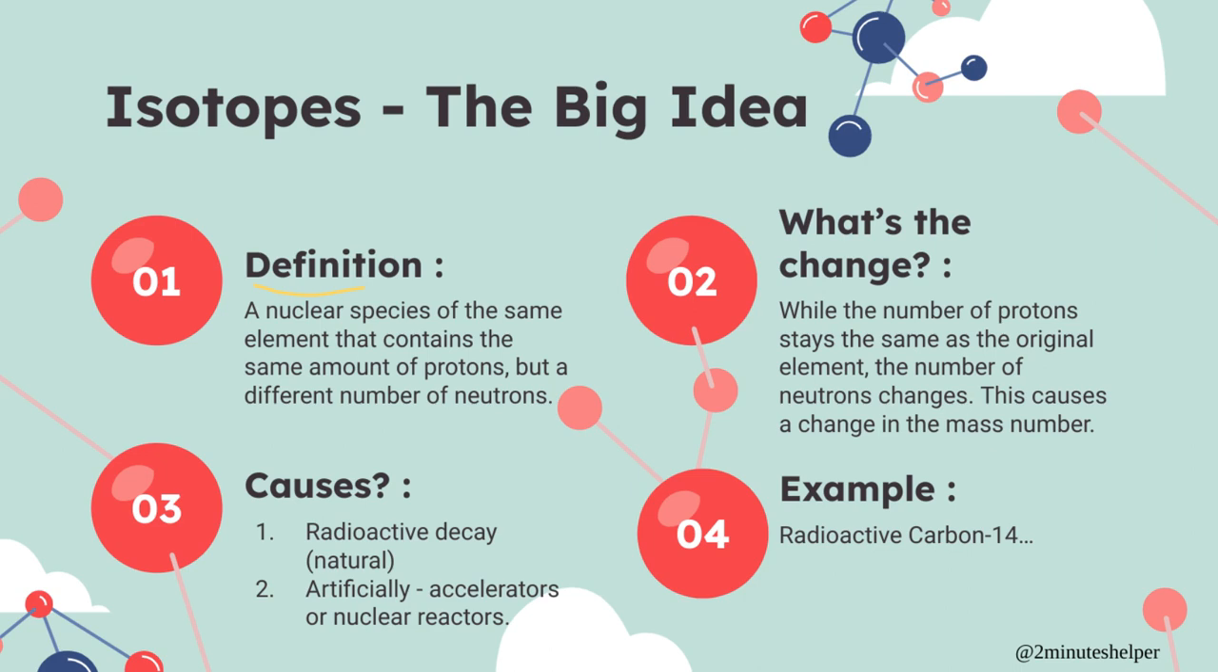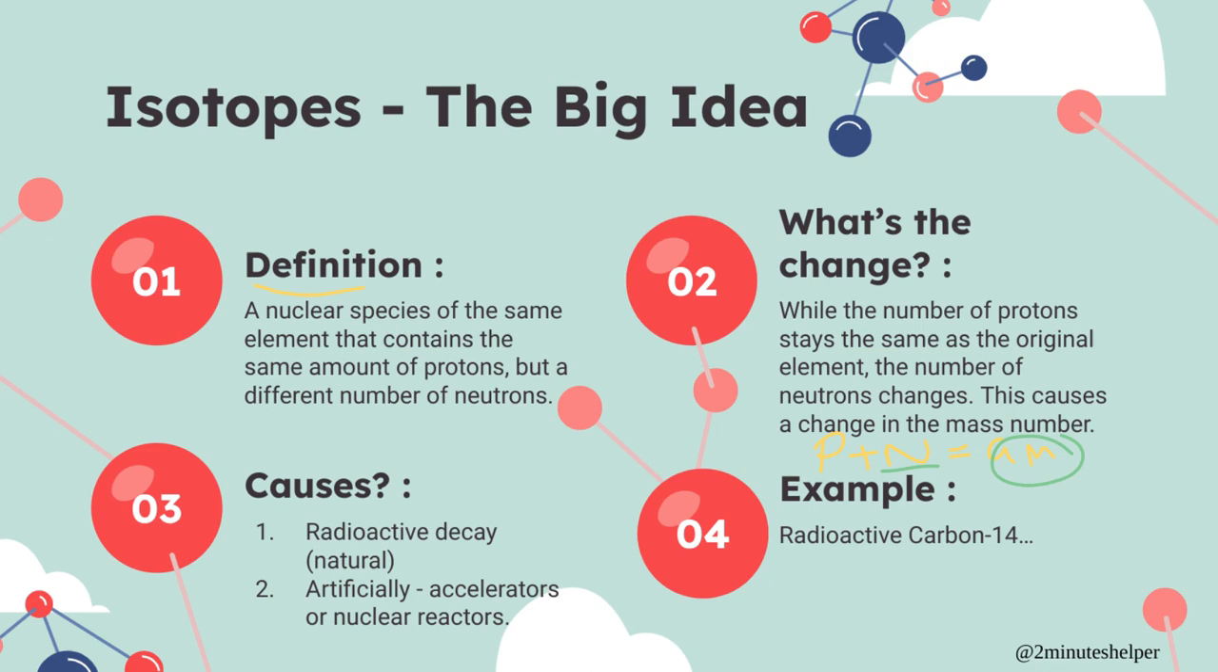So what's the change? Like, what happens? Because we know that the number of protons stays the same, but the number of neutrons changes. So this causes a change in our atomic mass, like I was saying. The number of protons plus neutrons equals our atomic mass, right? So if we change the number of neutrons, then obviously our atomic mass is also going to increase or decrease by how much our neutrons have changed, right? We'll go more into that later.